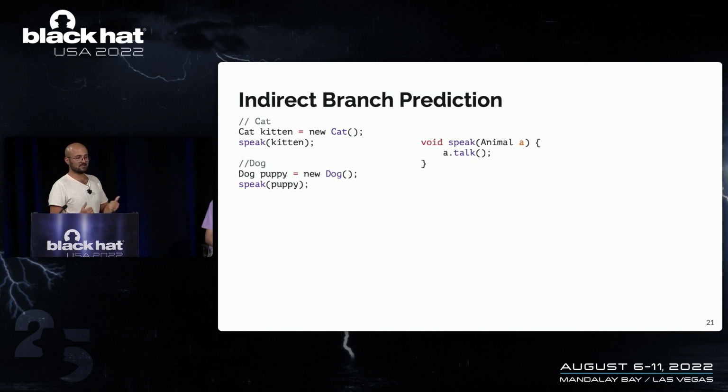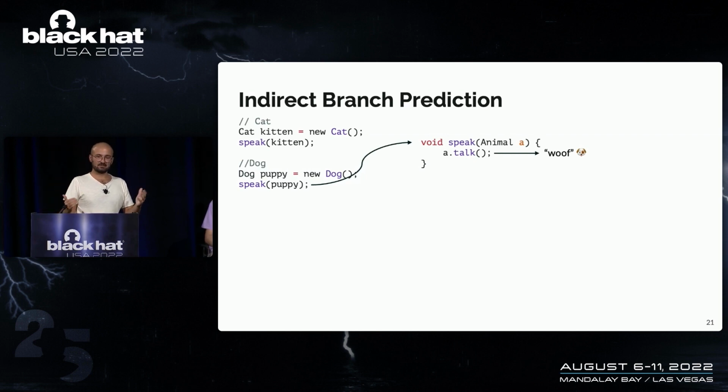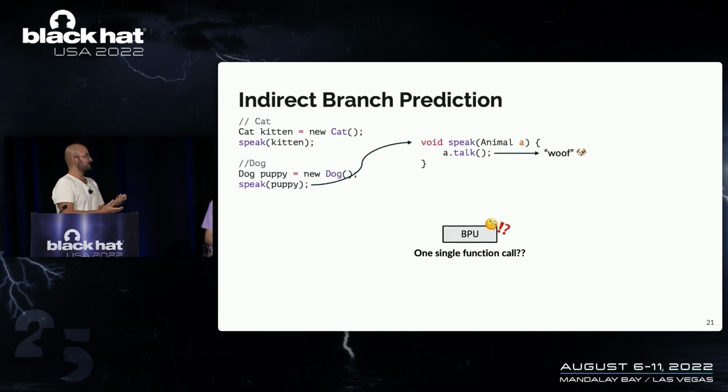To do so, I'm going to start again with our example of the cat and dog, and explain a bit more about how indirect branch prediction works on the CPU. As we said, here we expect the cat class to execute the meow function and the dog class to execute the woof function, right? But from the BPU side, both functions come from the same method. So the speak method will need to execute both of them. So here you have one single function call, right?